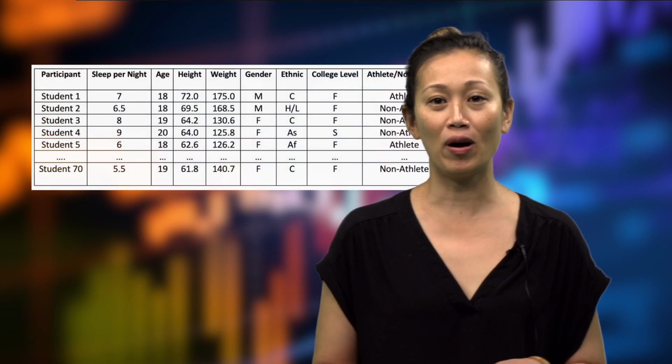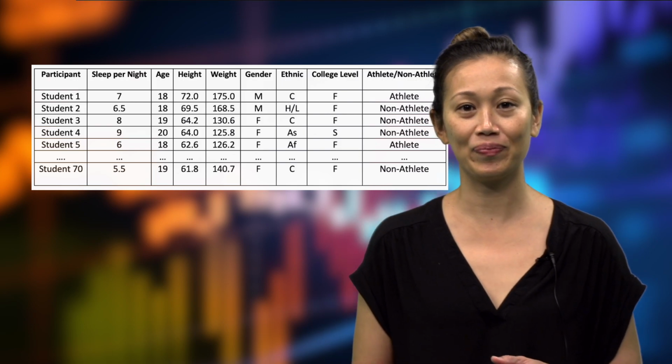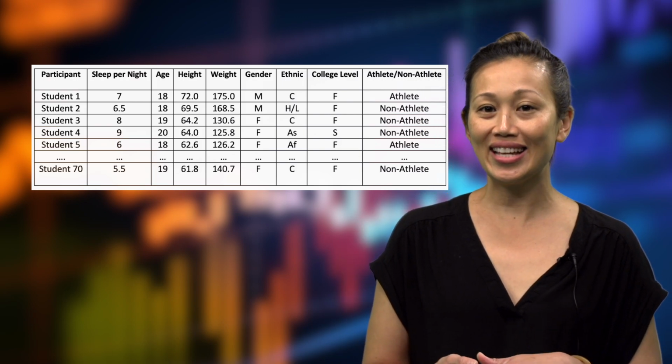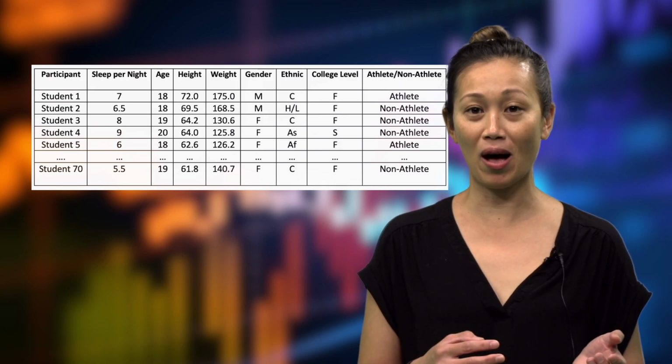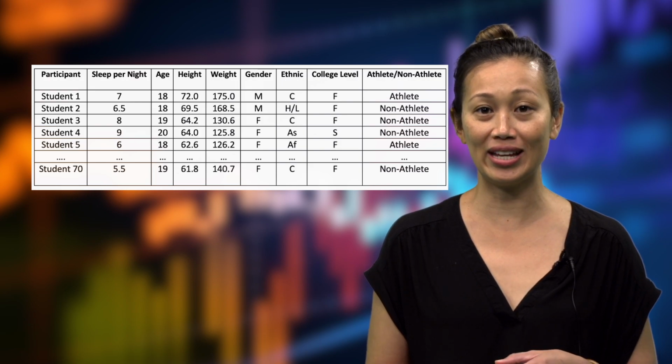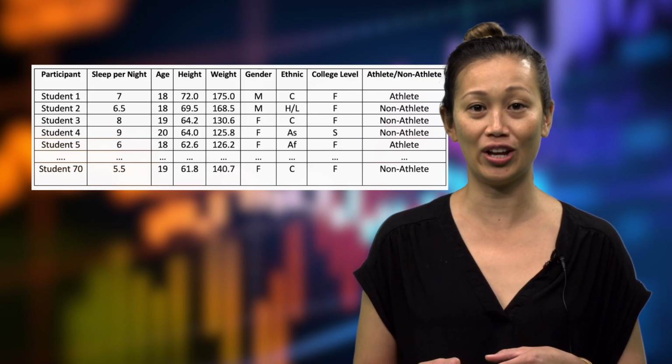Suppose we collect the following data from a survey of 70 JU students. A partial table of the data is shown here. This data is a random sample. The sample represents only a portion of the population. In this example, the population would include data from every student at JU.